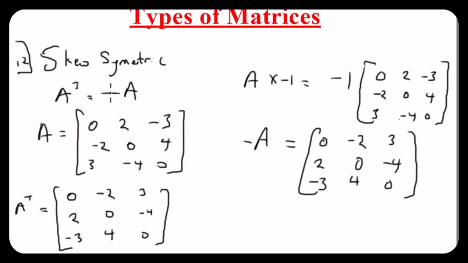But is this skew symmetric? You can see A transpose and negative A: 0, minus 2, 3; 2, 0, minus 4; minus 3, 4, 0. So you can see that this matrix is actually said to be skew symmetric.